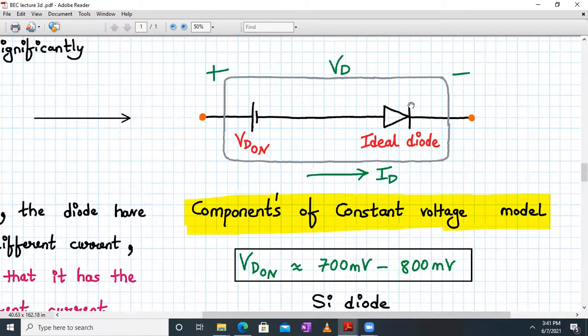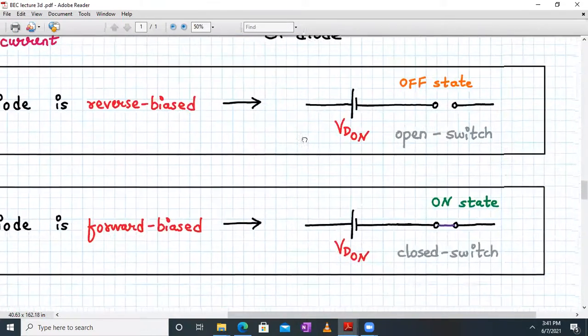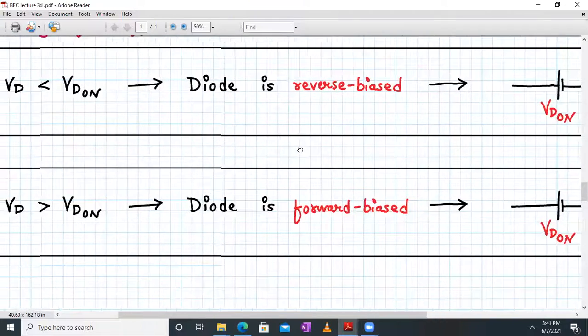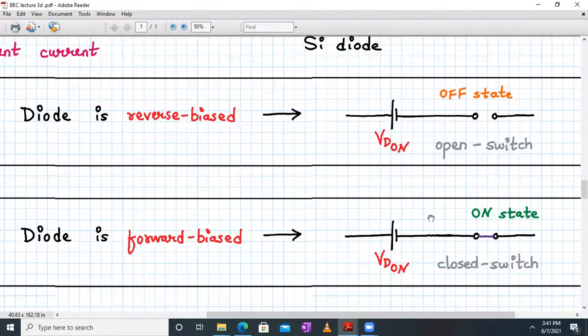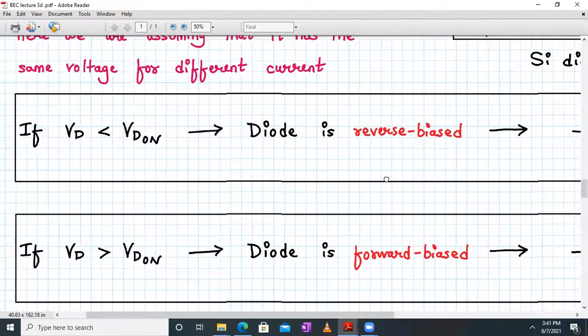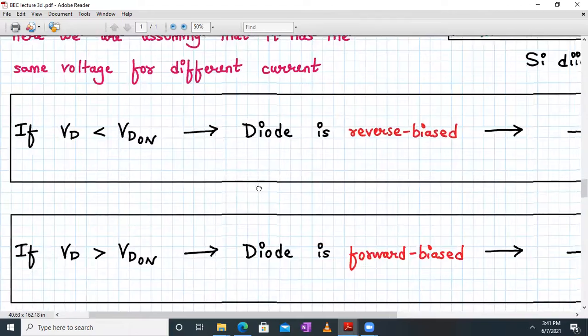So when the diode is conducting, this will be a closed switch. When the diode is off, it will be an open switch. That's the only difference. Here we have seen the condition for when the diode will be on. So in a constant voltage model, the diode will be on when the applied diode voltage is greater than VD on. Then it is replaced by this equivalent circuit, and the diode will be reverse biased if VD is less than VD on.